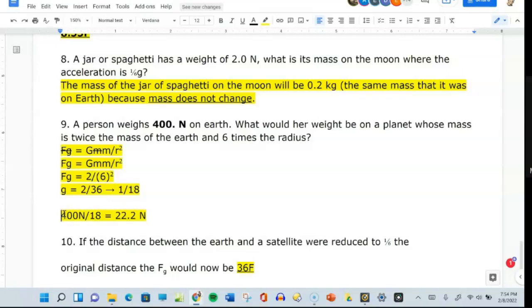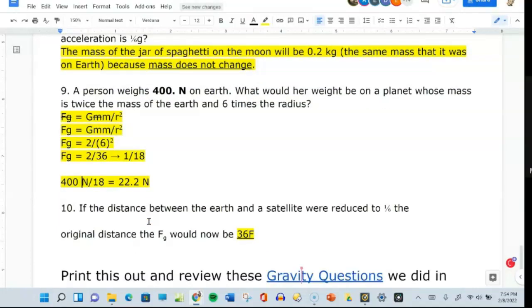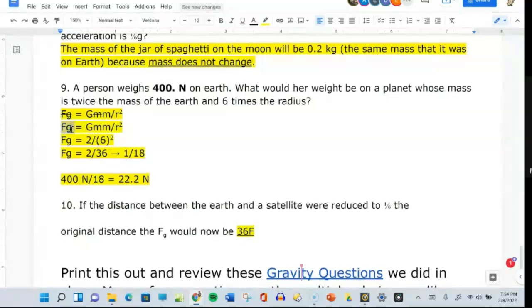If her weight is 400 newtons, it's going to be 1/18. Remember, 1/18, and let me fix this as well. The right side changes by 1/18th. The left side changes by 1/18th. This person is going to be 1/18th of their weight, and there it is. So she used g, she got it right, but really she should use FG because that's what's close to weight. Your weight is the force of gravity on you.